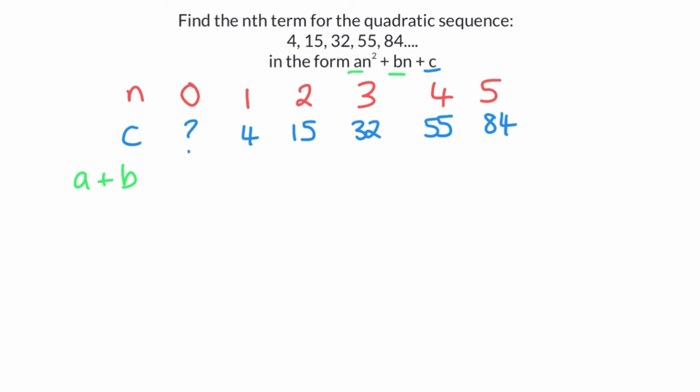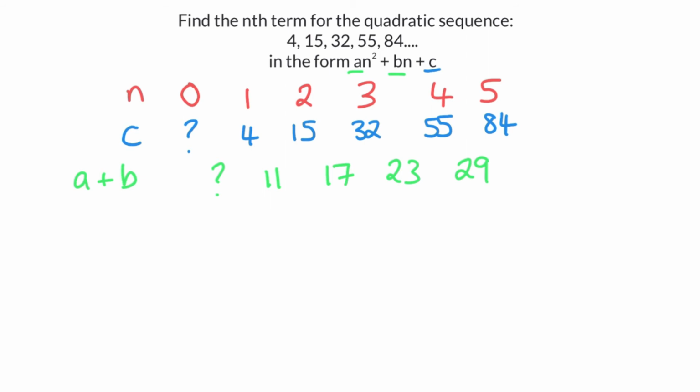So we don't know the difference between the term that we don't know and 4, so we'll pop a question mark there. So the difference between 4 and 15 is 11. The difference between 15 and 32 is 17. The difference between 32 and 55 is 23. The difference between 55 and 84 is 29.